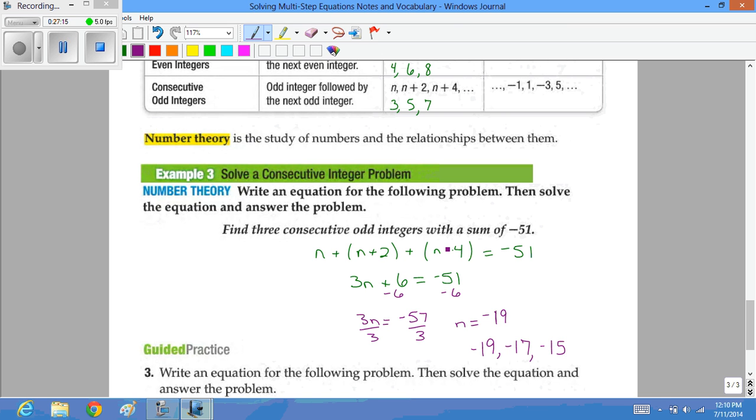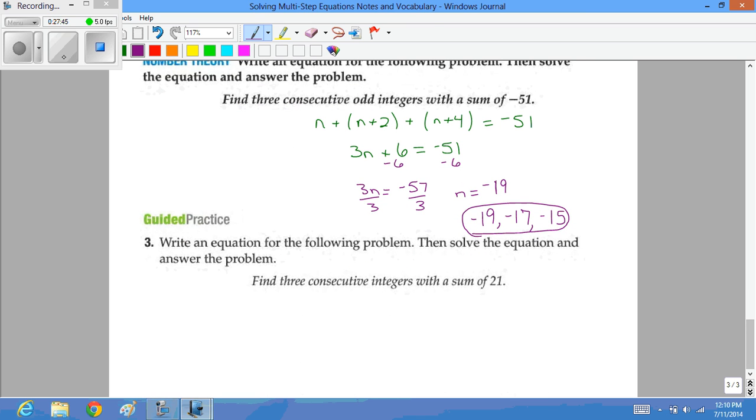Okay, so make sure that we go back to the problem and say that I know that n equals negative 19. My first number is negative 19, but I'm supposed to find all 3 numbers. So these 3 numbers added together, they are consecutive odd numbers because they're back-to-back odd numbers, and added together give me negative 51. Okay, really use that chart until you get comfortable with understanding the difference between just consecutive numbers and consecutive even and odd integers. All right, go ahead and try guided practice 3.